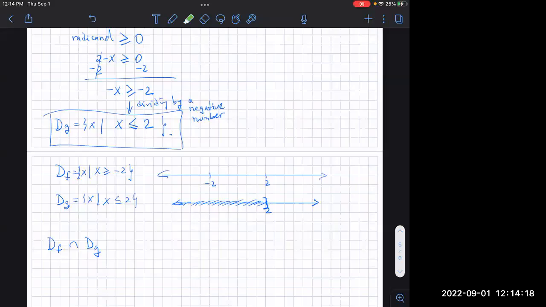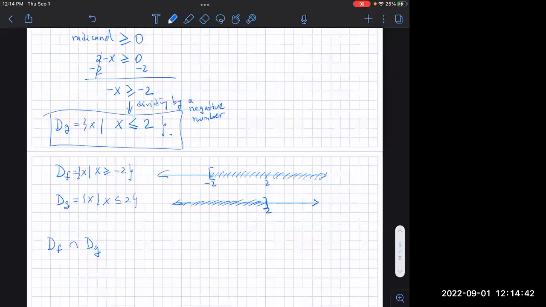I'm going to shade... no. Now, do I include negative 2? I'm sorry, yes. Yes. Do I shade to the right or to the left? x is greater than negative 2, so to the right. Very good. So a square bracket enclosing, and then shade everything to the right.